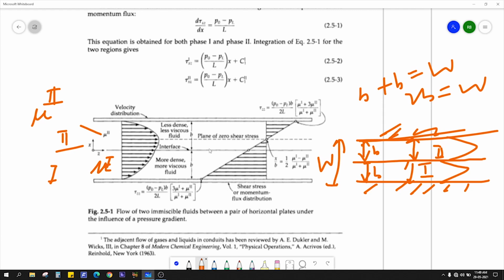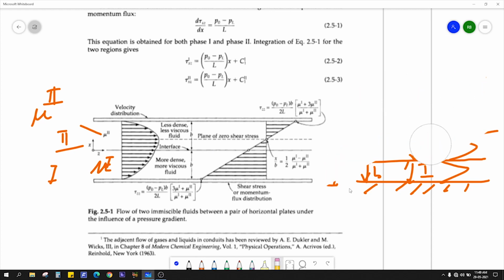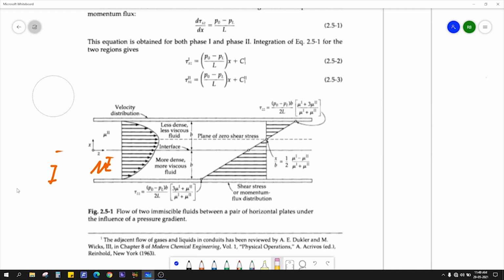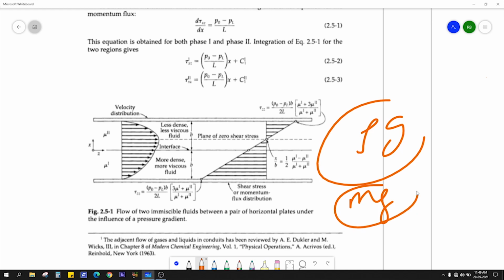Now the two fluids are flowing because of the pressure difference. There is no gravity acting because this is horizontal flow. Since this is horizontal flow, there will be no rho g, or no gravitational force is applied. Even if it is there, it will cancel out.